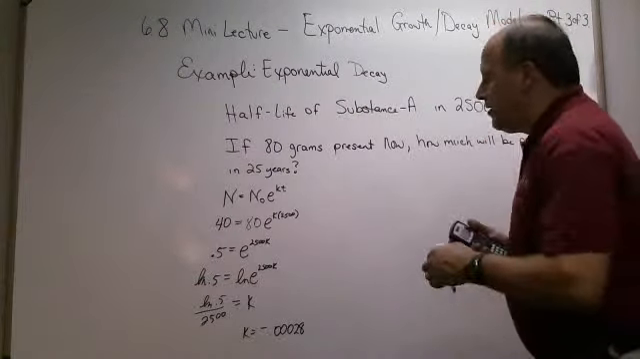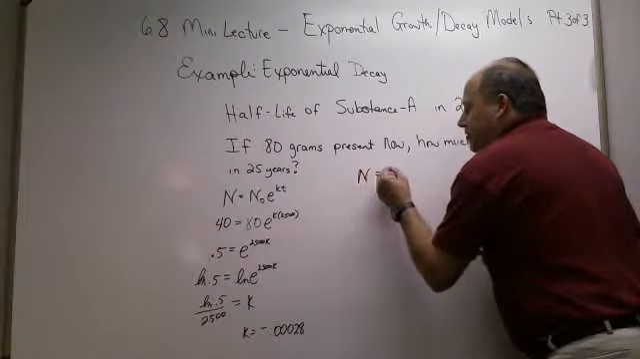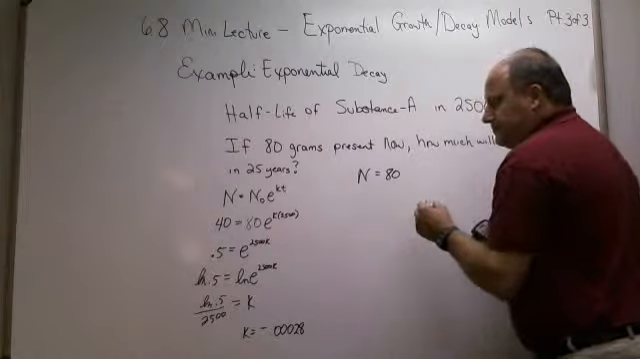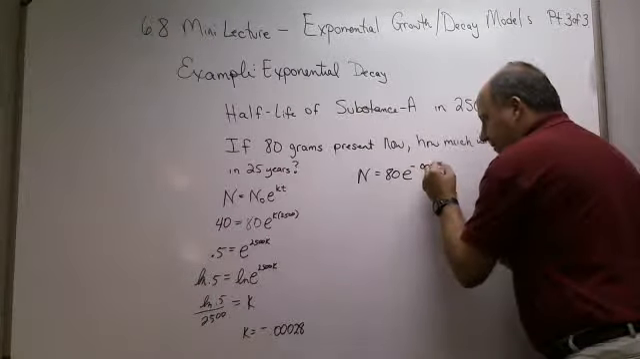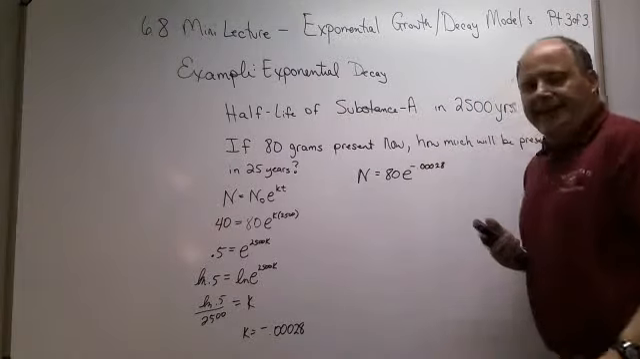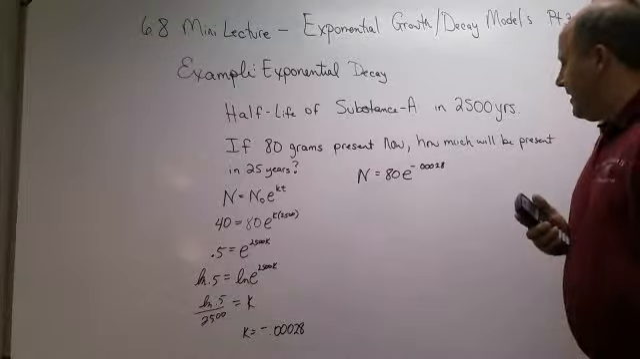So now that you found that number, you just plug it back into your main formula. So n equals 80, what you begin with, times e to the negative 0.00028. And I rounded that up, actually. It was like 0.000277, I think, on my calculator, times t.